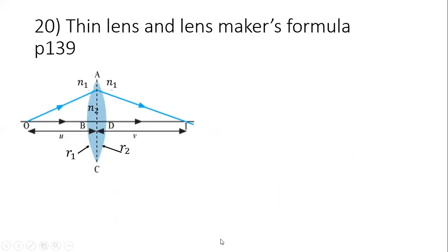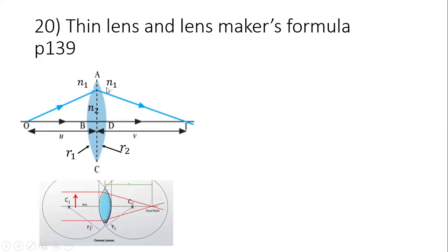Page 139, thin lenses and lens maker's formula. So outside there is your air, n1. Then there is your lens, refractive index n2. Then n1 is air. O is your object. Object distance is u. And that's the ray from the object. And then after that you form your image. I is your image. From the center to I is your image distance.